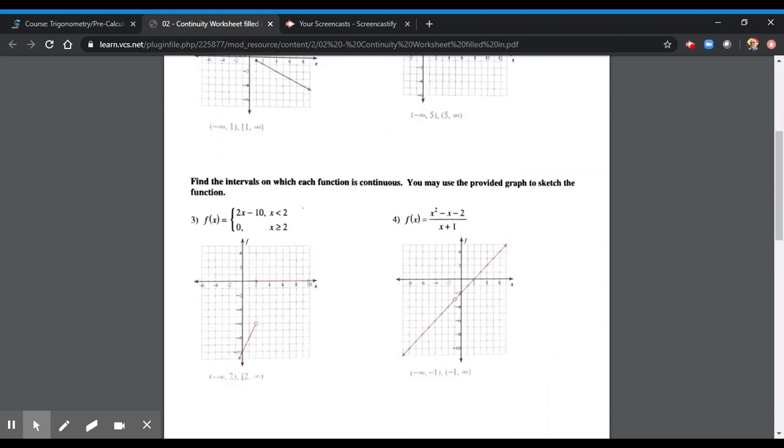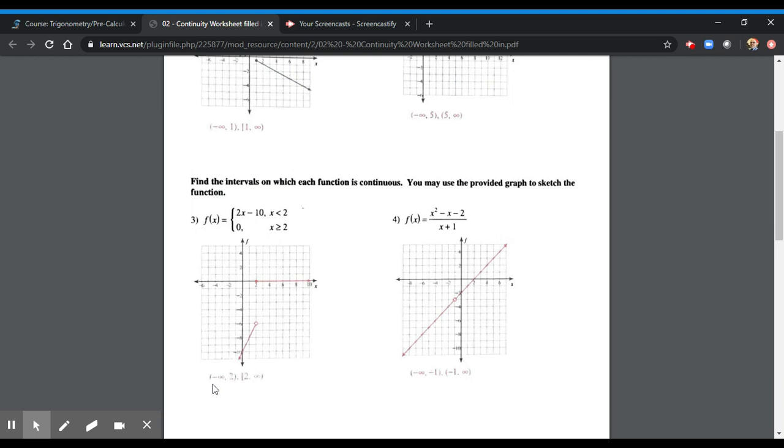All right, find the intervals on which the function is continuous. You use the provided graph to sketch the function. Well, f of x equals 2x minus 10 if x is less than 2. That's going to look something like this. Now, f of x equals 0 if x is greater than or equal to 2. You can see that that is right along the x-axis there.